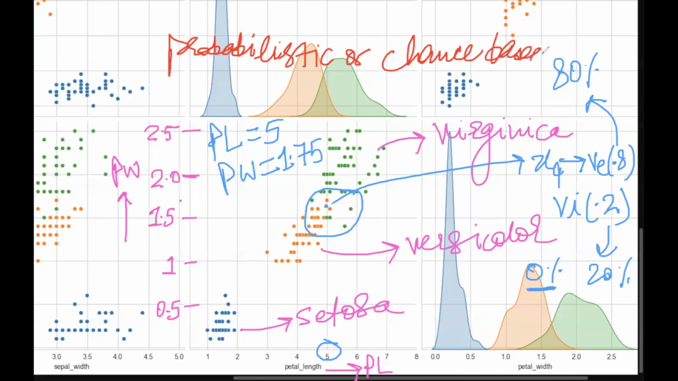Chance-based score. So I think that there is an 80% chance it is versicolor, and there is a 20% chance that it's Virginica, correct? This is where probability steps in. To put it very simply, this is how probability is used in machine learning.